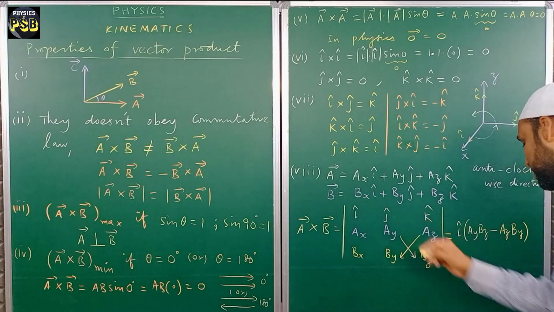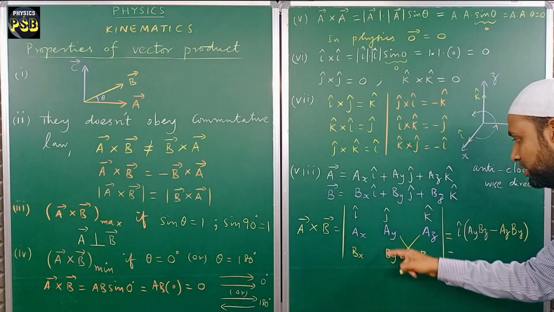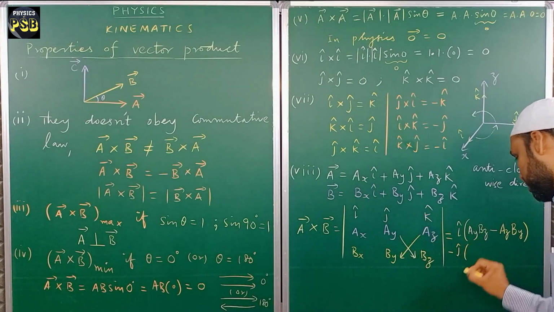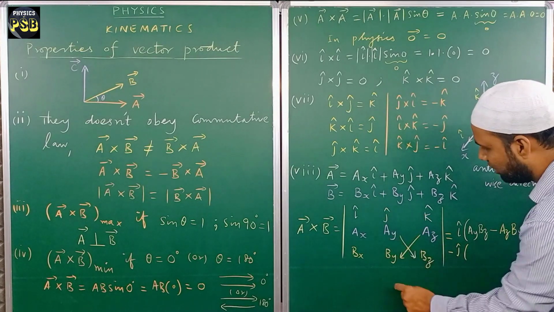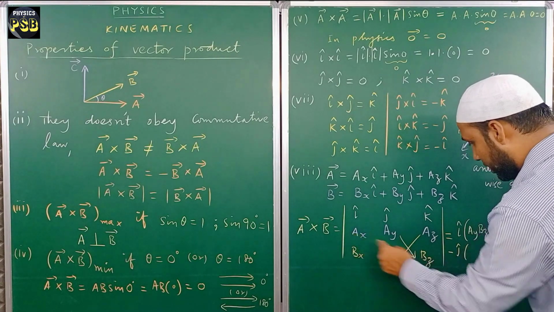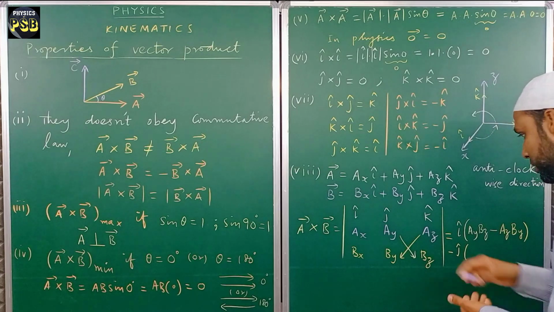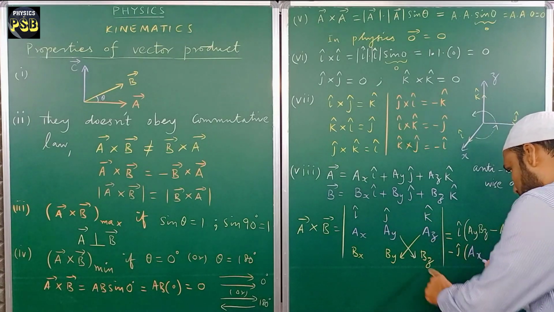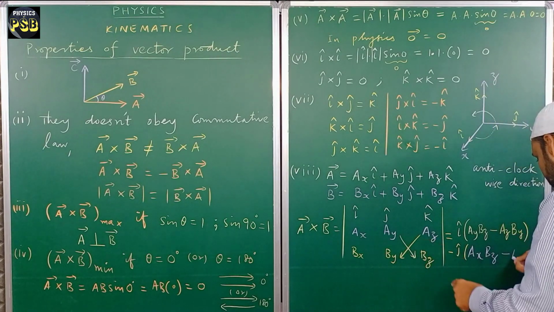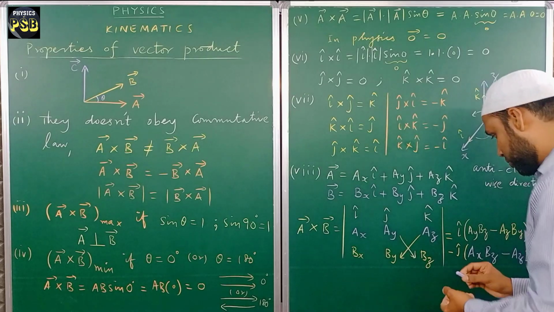Then I take the second, the first component in the first row and the second column, j cap. When it is taken, we have to leave this column and this row, and these four are left. They need to be multiplied. I multiply Ax with Bz, minus Az multiplied with Bx. Okay, I hope you have understood.